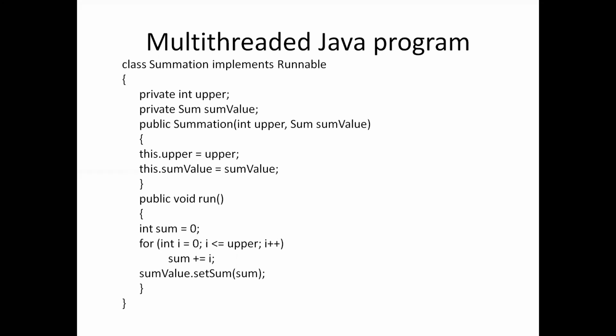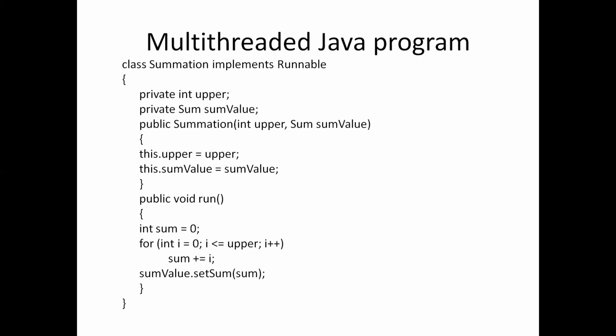Next we can write the logic for the thread. The entire implementation of the thread is provided by overriding the run method. By overriding the run method, we need to write the logic for the thread. Our logic is the sum of n natural numbers. That logic we are writing here.